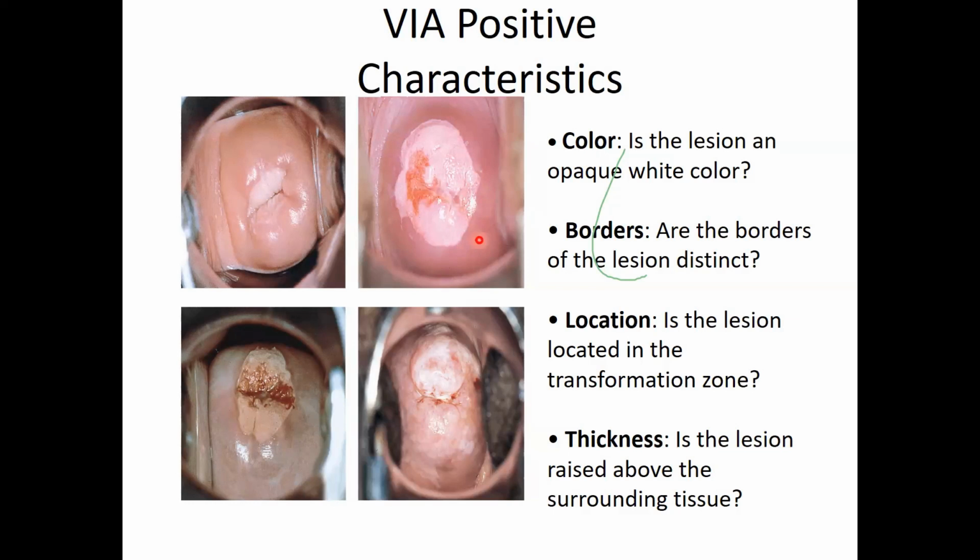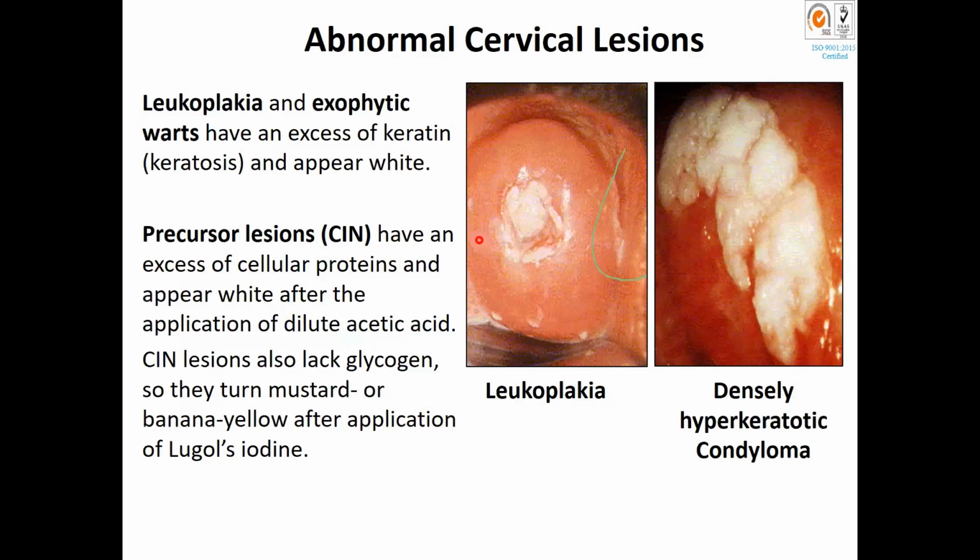Now, when we have leukoplakia or warts, warts which are caused by the non-high risk strains, usually also will take up the stain. And why do they do that? Because they usually have excess keratin, and now they appear white.